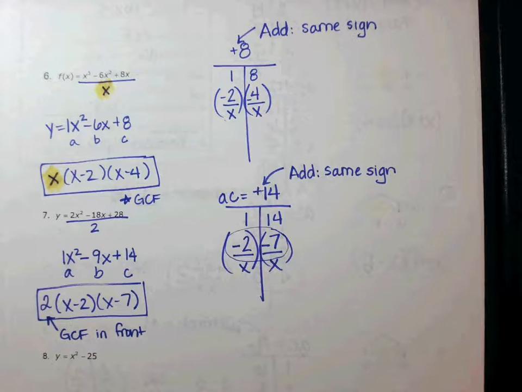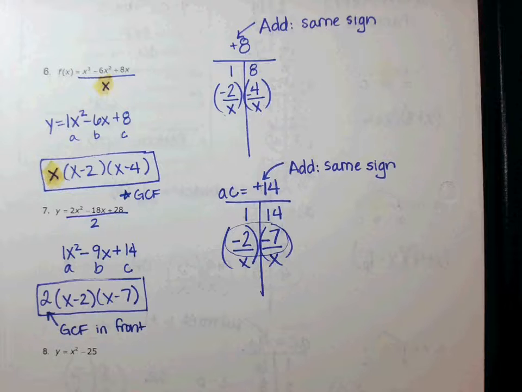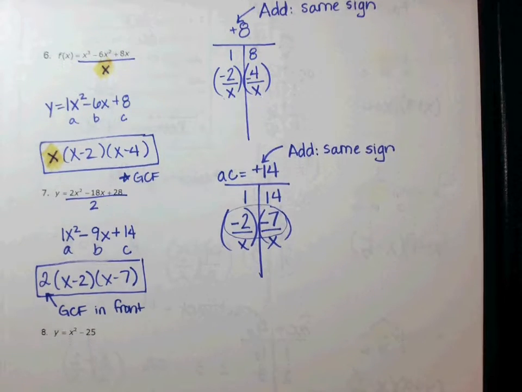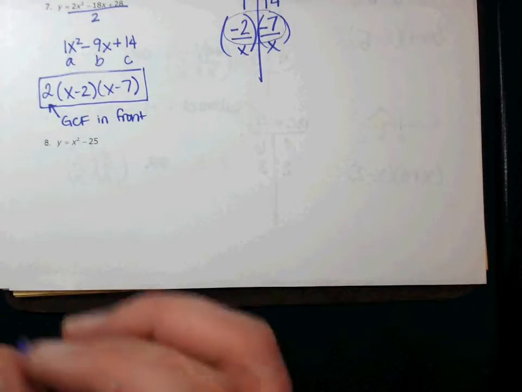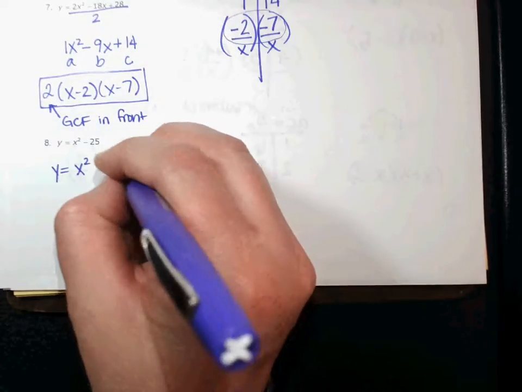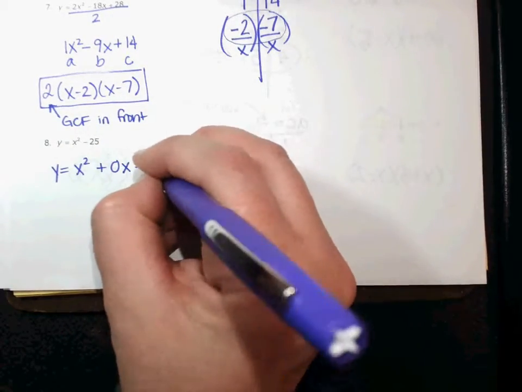One we're going to do together is number 8. Number 8's a little bit different because what do you notice is missing on number 8? Okay, you do not have a B. If it's not there, how many are there? 0. So let's do number 8. I am going to write number 8 in standard form. That means that I'm going to write it like this: x squared plus 0 x's minus 25.